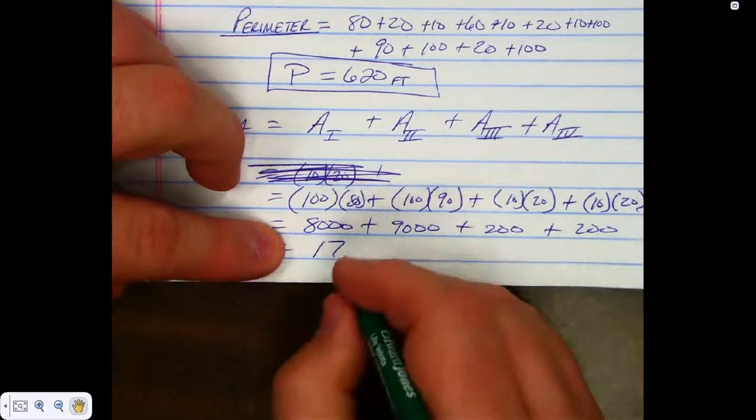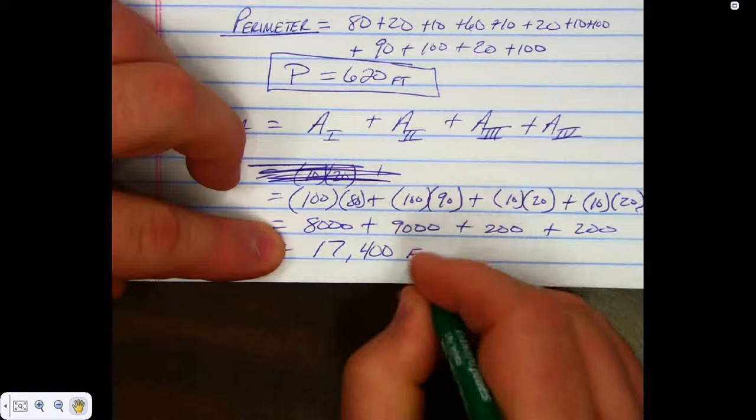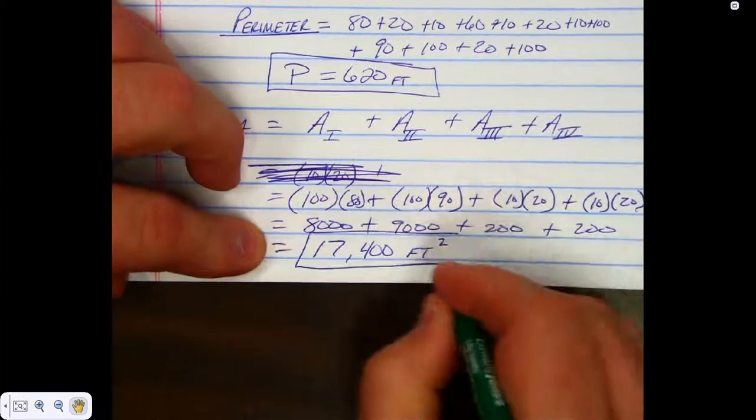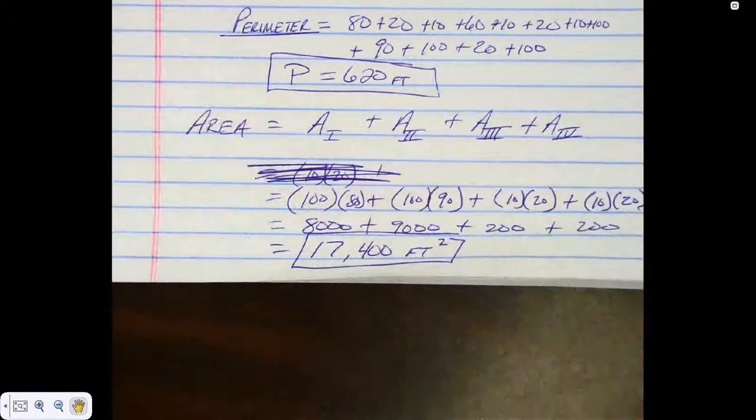That's 17,400 square foot house. They own them. That's a mansion. That's big. Probably a school, an elementary school somewhere.